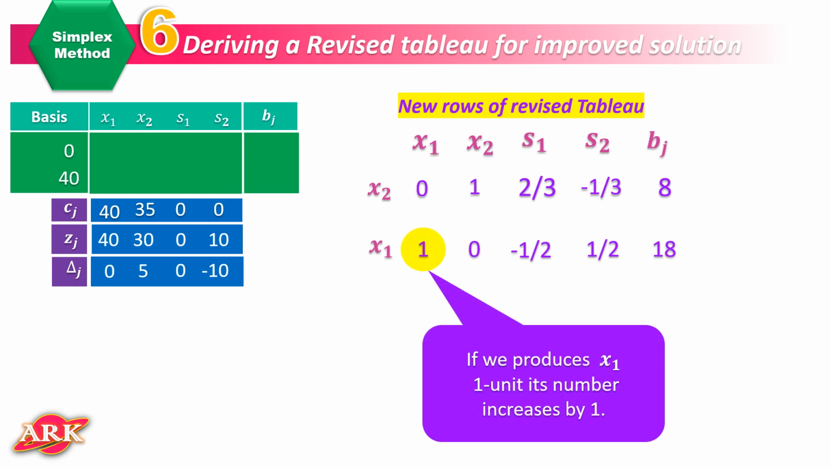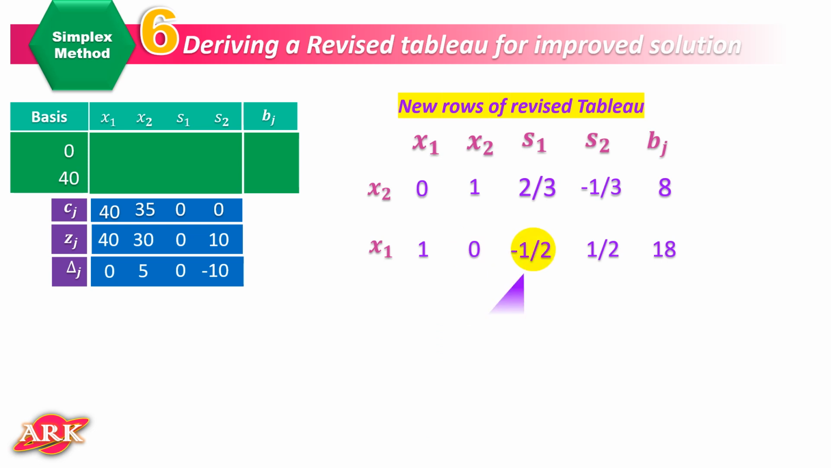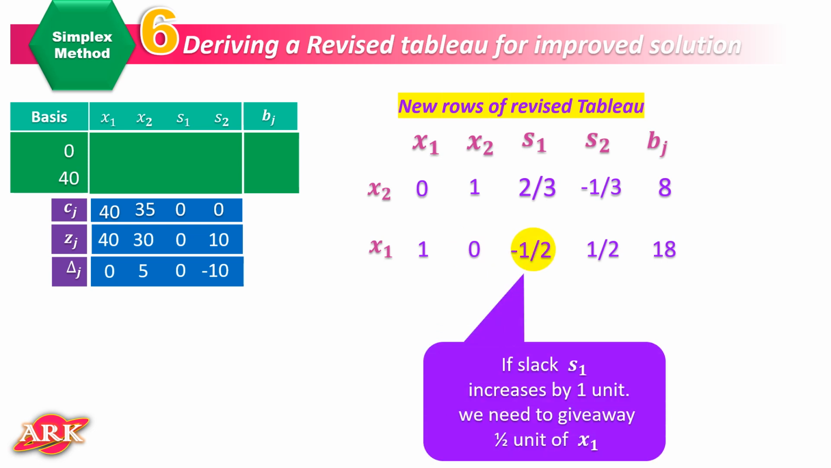1 represents that if we produce 1 unit of X1, its number gets increased by 1. 0 represents that if we produce 18 units of X1, we won't allocate any raw material for further production of X2. That's why we represented 0. Minus 1 by 2 represents that if the slack S1 has to be increased by 1 unit, then we need to give away half unit of X1. How is this possible? That means X1 requires 2 kg of raw material.